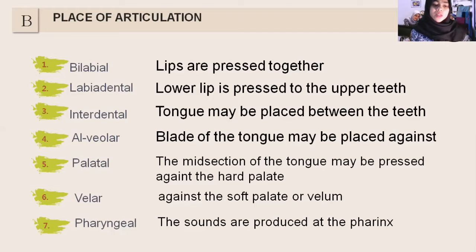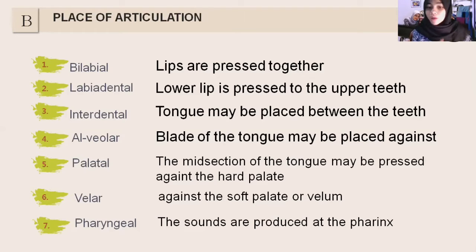The second one is labiodental. Our lower lip is pressed to the upper teeth. The sounds are like f and v. For example, like vein. The third one is interdental. Our tongue may be placed between the teeth. The sounds are like th, for example, think and this. That's an interdental sound.